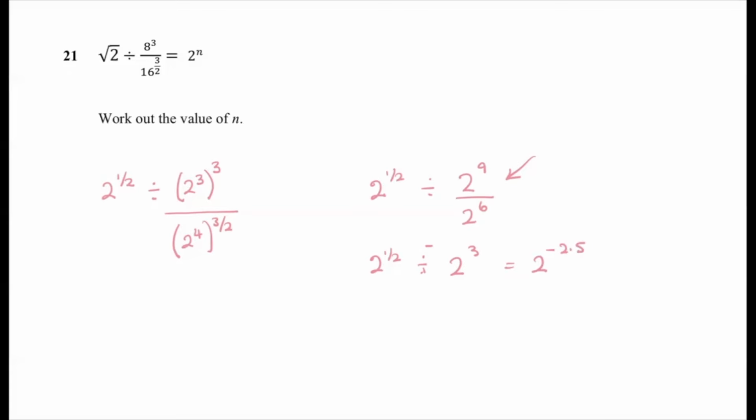So we've worked out the left-hand side to give 2 to the negative 2.5. You may have stayed in fractions, which would have been negative 5/2. And that is our result for n. N is equal to -2.5.